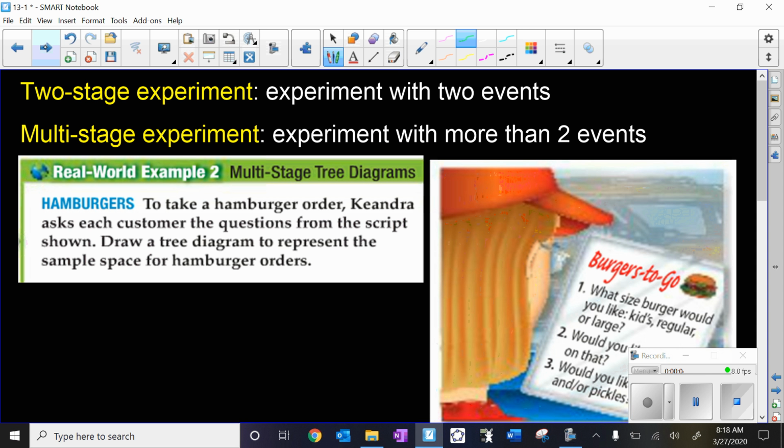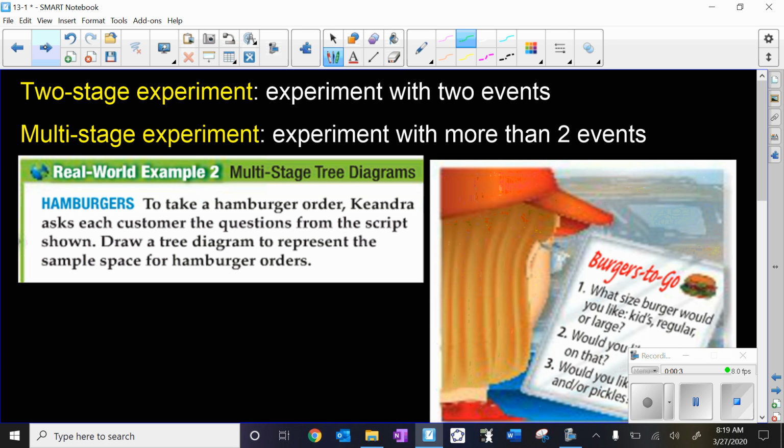Now we're going to go off to still looking at tree diagrams. I'm actually not going to make this tree diagram with you guys. This one is ginormous, and this is where the flaw comes in for making tree diagrams. So now we're looking at two-stage experiments and multi-stage experiments, and that's just dealing with two or more events within each scenario, excuse me.